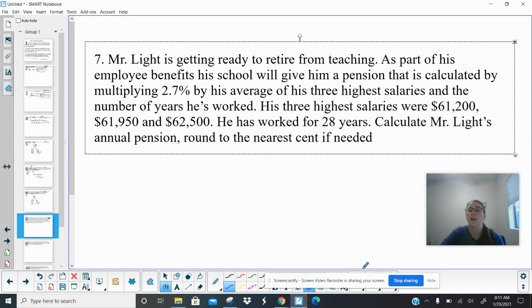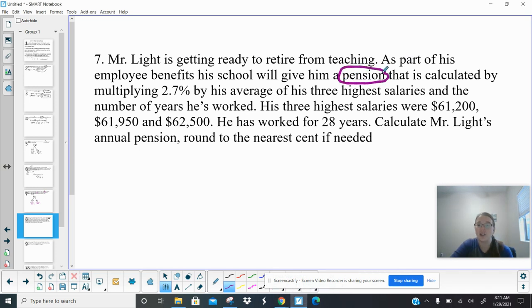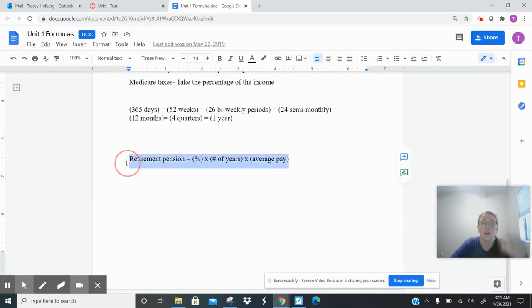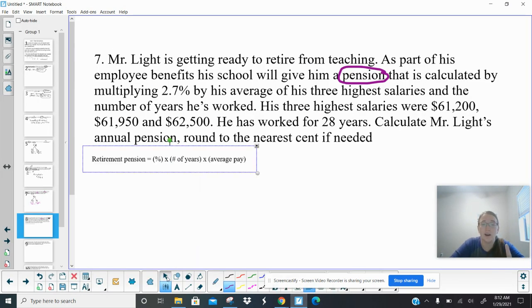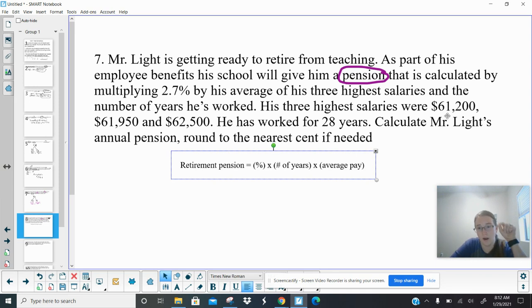Okay, number 7. This one again looks scary, but you should go, blah, blah, blah, pension, and then you should have remembered, because this was one of the last lessons we did, that we have a formula. So I'm going to ignore pretty much everything it says and focus on filling in this formula. It does tell you in the question how to do it, however, the formula makes more sense. Even though it tells you how to do it in the question, I'm going to follow along with the formula.